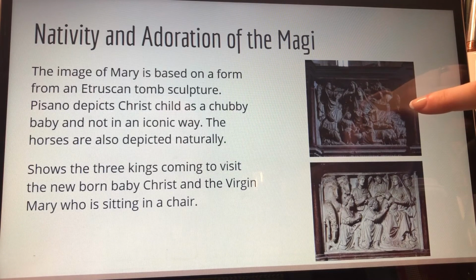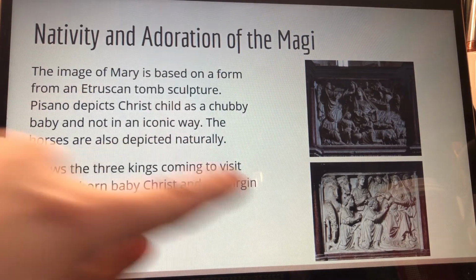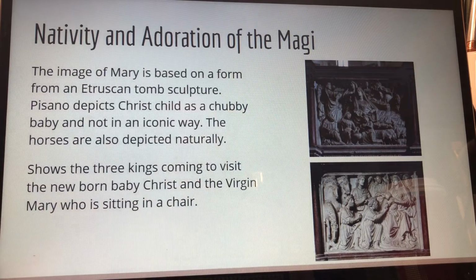Right here I have the Nativity. The image of Mary is based on a form of an Etruscan tomb sculpture. Pisano depicts Christ child as a chubby baby and not in an iconic way. The horses are also depicted naturally, which goes back to the theme of naturalism. And down here I have the Adoration of the Magi. It shows the 3 kings coming to visit the newborn baby Christ and the Virgin Mary, who is sitting in a chair.